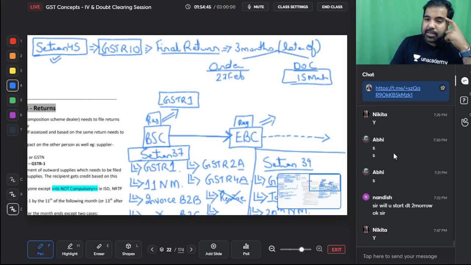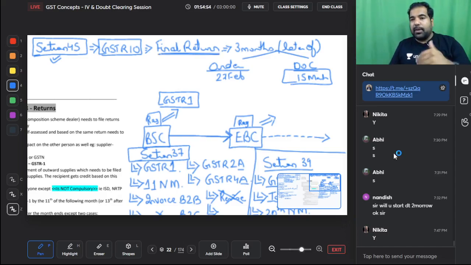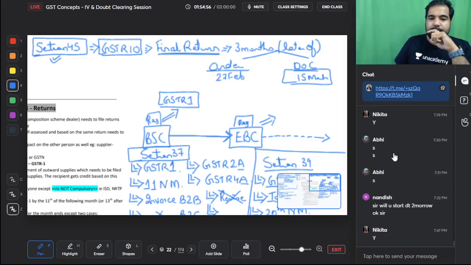And guys, there is a misconception that if you file the final return, you don't have to file the annual return. No, the final return is over and above any other return. So the other returns you have to file, plus the final return you have to file.